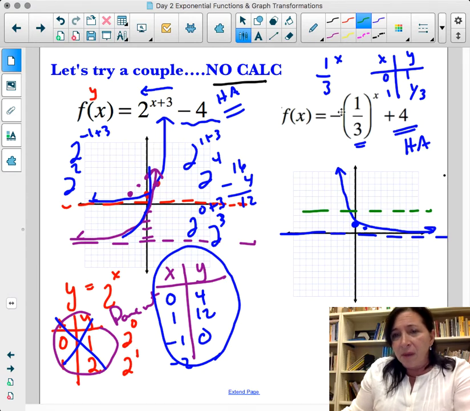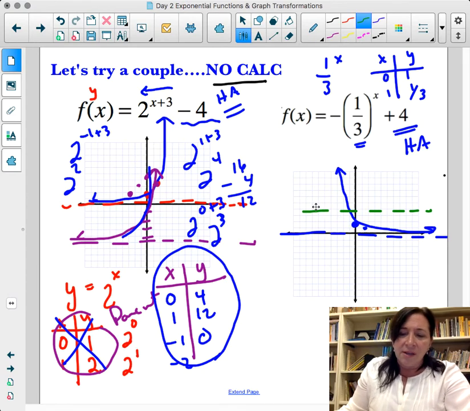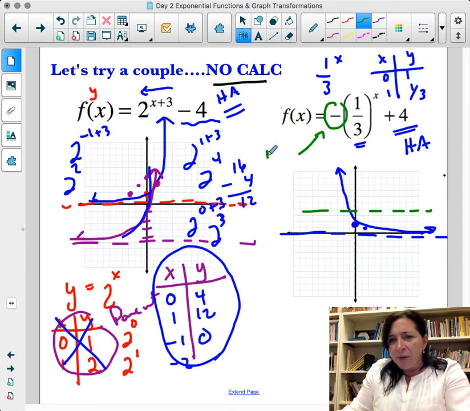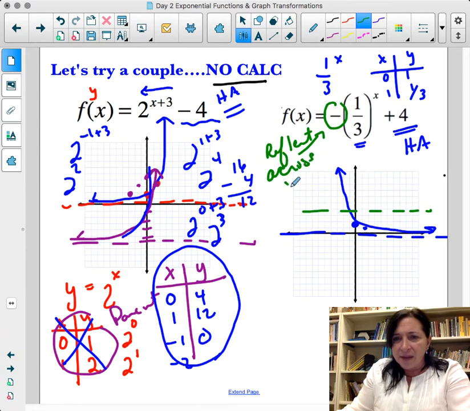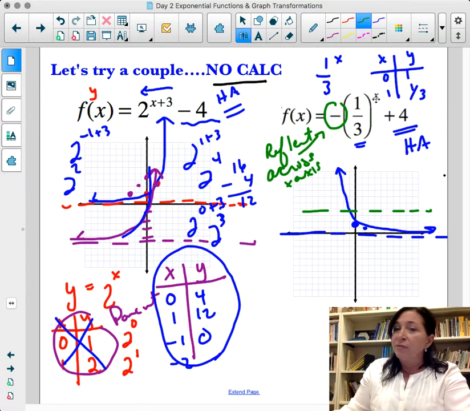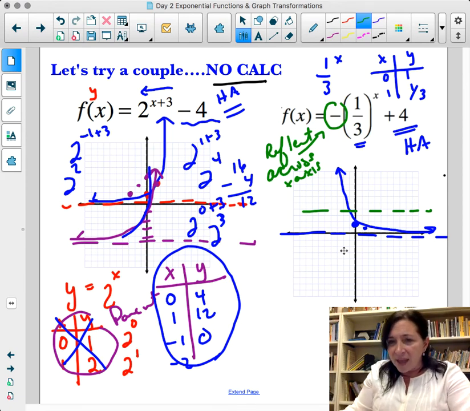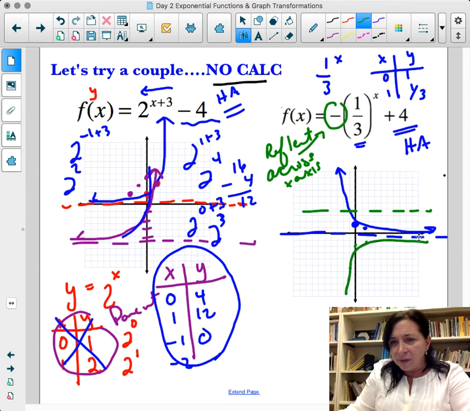Before you move anything, switch anything, do anything, you always want to do your reflections, because that's going to change the way your graph actually looks. So we have a negative sign in front. That means I'm going to reflect my graph across the x-axis. Okay, if it was a negative sign up here, that means I would reflect it across the y-axis, so it would be like that. But because it's across the x-axis, these values are now like this, and so my graph does look like that. Okay.